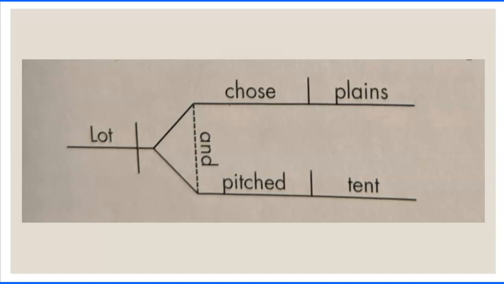Lot chose the plains and pitched a tent. So Lot is our subject, but he did two different things. He chose and pitched. We can actually see the actions sort of with chose, definitely with pitched. But then you ask the questions after both of those verbs. Lot chose what? He chose the plains. Lot pitched what? He pitched a tent. And so that's how you do your compound. And again, always ask the question to see if there is a direct object that could come after each verb.